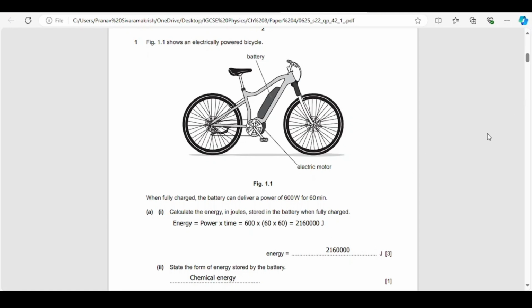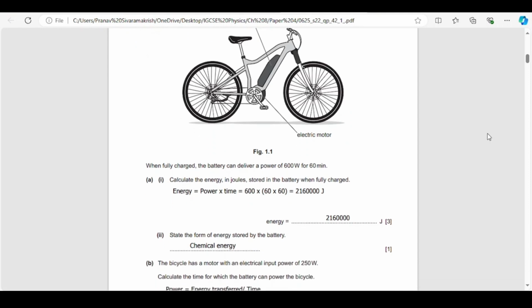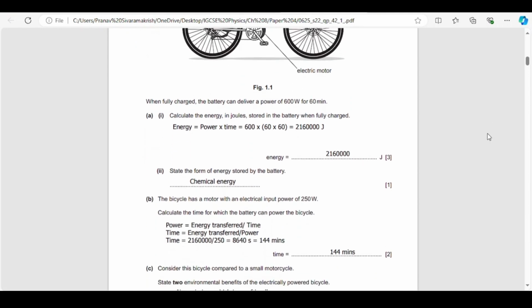So that is the energy in joules that the battery stores when it's fully charged. Now state the form of energy stored by the battery. This is a classic question from the concept of energy stores and transfers. So batteries store energy in the form of chemical energy.